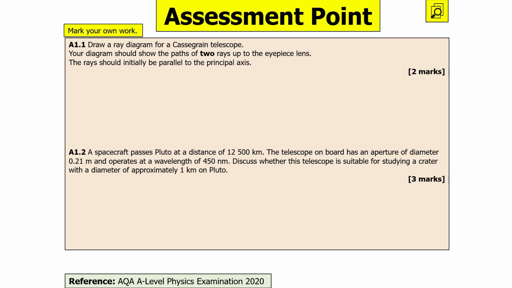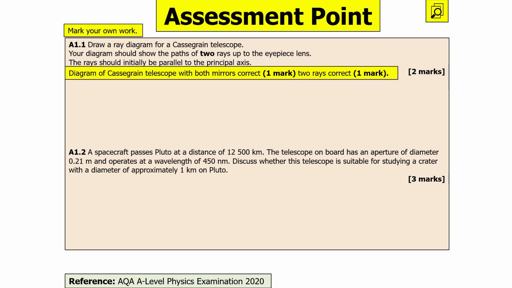Right, in this first one, you have your diagram of your Cassegrain telescope with both mirrors correct and the 2 rays correct. So it looks something like that. Your rays are parallel, they hit the primary mirror, they reflect, they hit the secondary mirror. The lines cross just before they hit the gap in the primary mirror, they then hit the lens and refract through the lens.